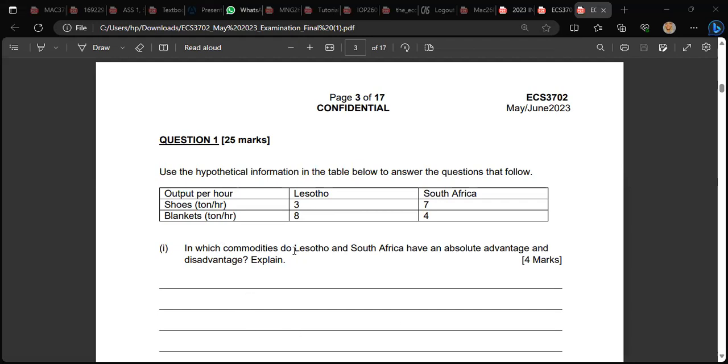All right, so in which commodities do Lesotho and South Africa have an absolute advantage and disadvantage? Explain. All right, this is where you come in now. Katleho and Ria, we have just two of you, so I'm actually not too sure. Please hold for just a second.